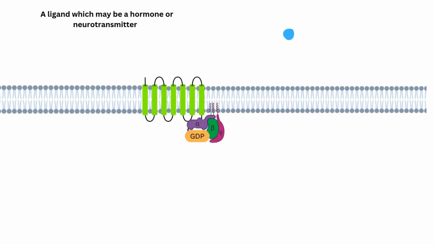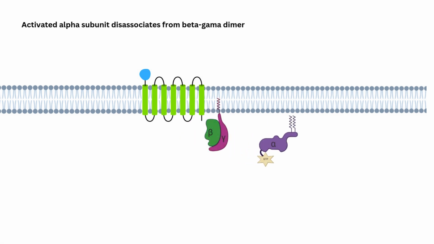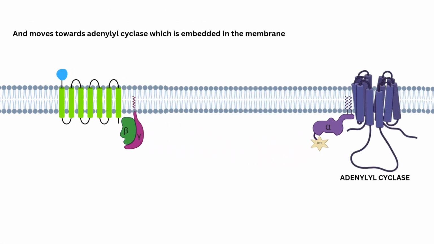A ligand, which may be a hormone or neurotransmitter, binds to GPCR, and the receptor becomes activated. The activated receptor promotes the exchange of GDP for GTP on the alpha subunit. This leads to the activation of the alpha subunit. The activated alpha subunit dissociates from the beta-gamma dimer and moves towards adenylyl cyclase, which is embedded in the membrane.